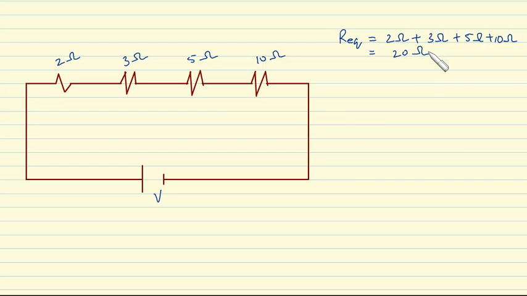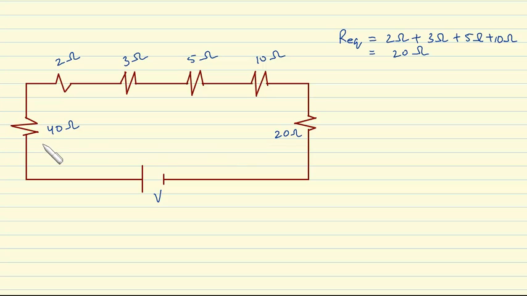Now let me make some changes in this circuit. I have added two more resistors, one here and another one here. This one is 20 ohm and this one is 40 ohm. The equivalent of all the earlier resistors is 20 ohm. And I have added two more resistors, one is this one and another one is this one.